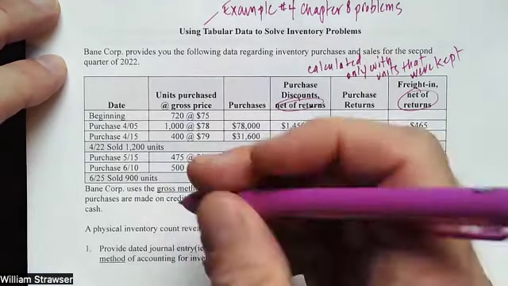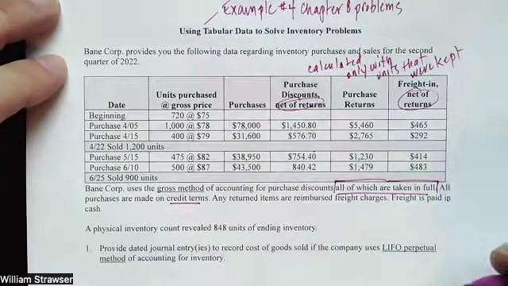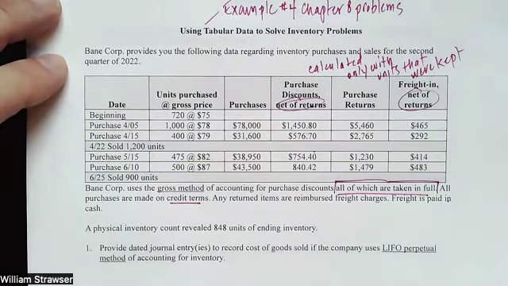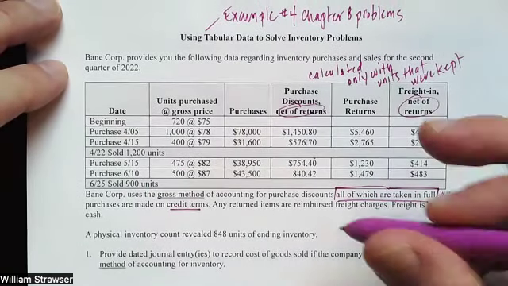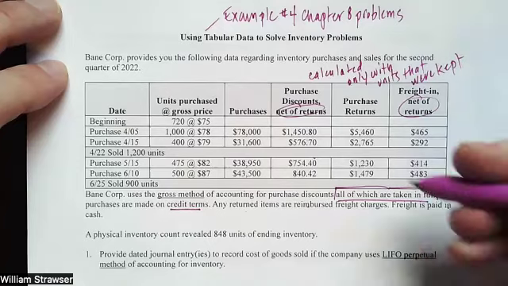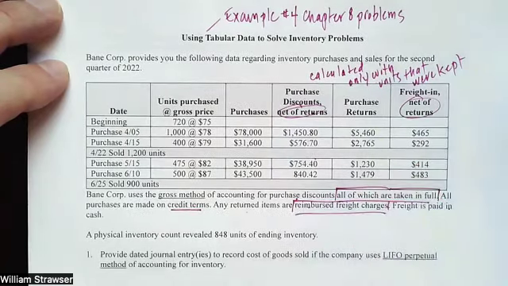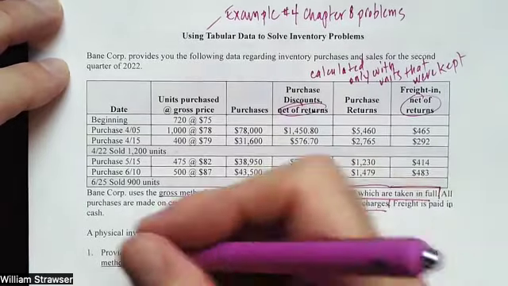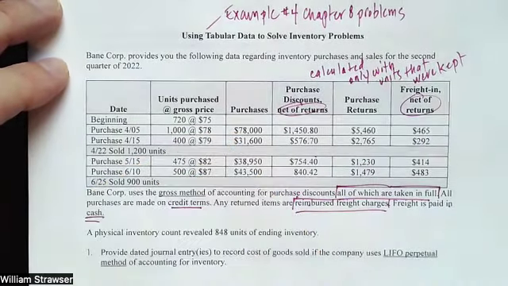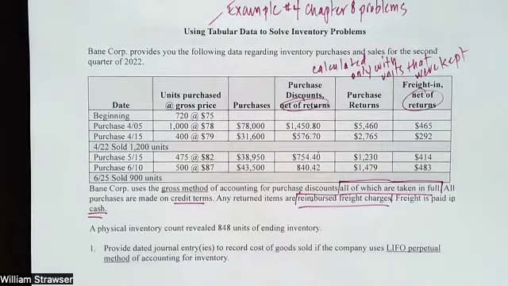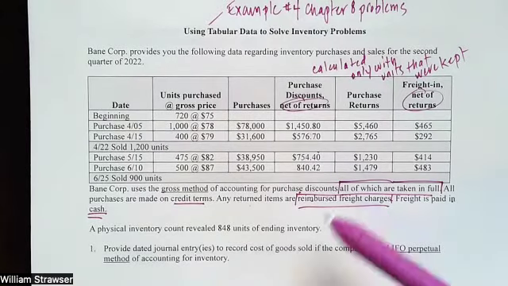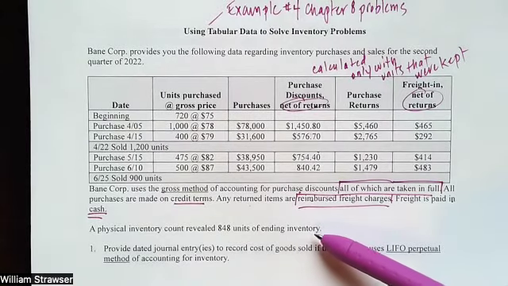All purchases are made on credit terms, which again is a constant rule that I have on my inventory problems. Any return items are reimbursed freight charges. Again, another consistent rule. And freight is paid in cash, my final consistent rule. And finally, we also have the number of units in my ending inventory.